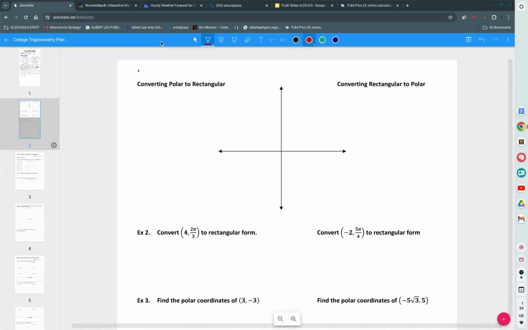Suppose we want to go from r theta to xy, or suppose you want to go from xy to r theta. What I'm going to do is plot a coordinate. That coordinate could be either r theta or xy.